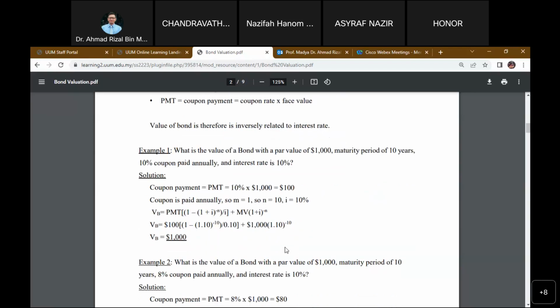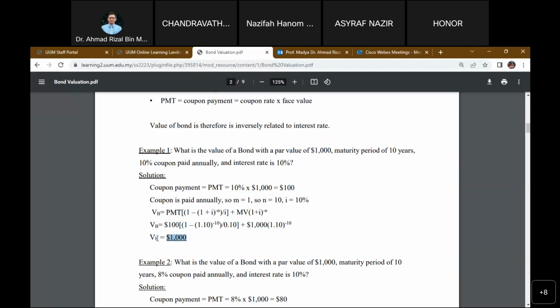So you just plug into the formula. Your PMT is 100, your I is 10%, your N is 10, so 1.1 to the power of negative 10 here, divided by I, which is 10%. You solve this first. This is the first chunk of the formula. The second chunk would be the maturity value, which is 1,000, times 1.1, which is 10% interest, to the power of negative 10. If you solve this, you will get the value of the bond to be 1,000.